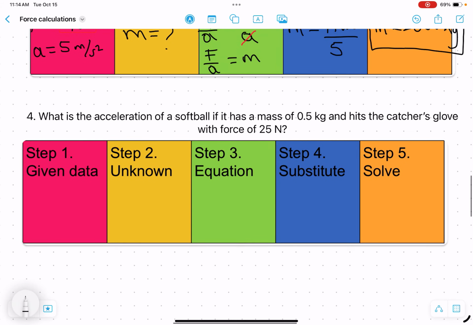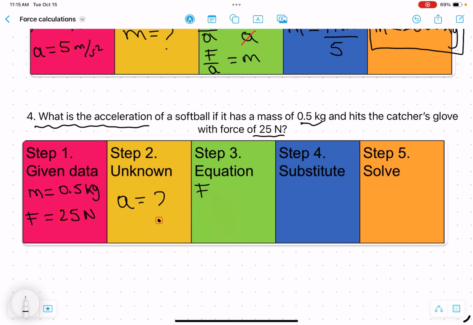Let's do problem number 4. In this case, they are asking you for acceleration. So what is the acceleration of a softball if it has a mass of 0.5 kilograms and hits the catcher's glove with a force of 25 newtons? So what do you know? Numbers. What do you know about the problem? So you know the mass, 0.5 kilograms, and you know the force, which is 25 newtons. What are you looking for? They ask you for what is the acceleration. So A equals question mark.